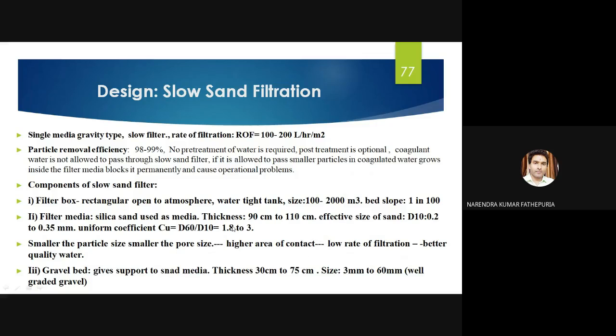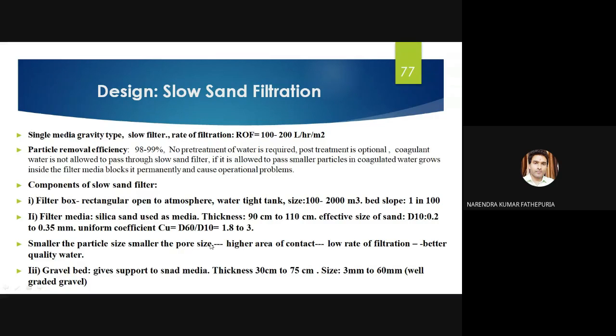Filter media: silica sand is used as media. Thickness of this media you have to provide as 90 centimeter to 110 centimeter. Effective size of the sand you have to provide, D10, is equal to 0.2 to 0.35 mm. For particle size distribution of the grains, the uniformity coefficient D60 by D10 should come in the range of 1.8 to 3. These are again the design parameters.